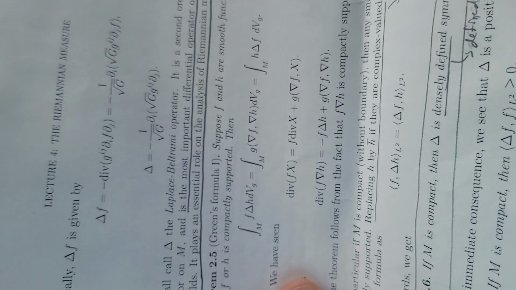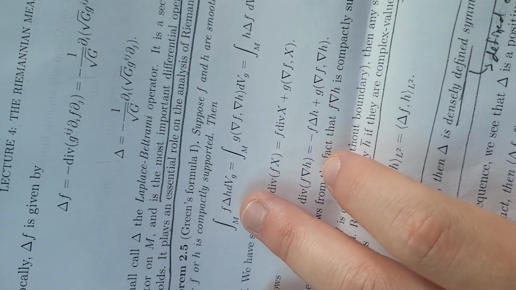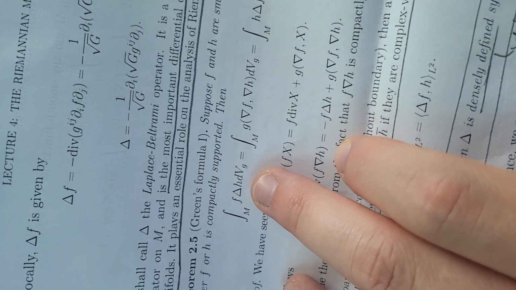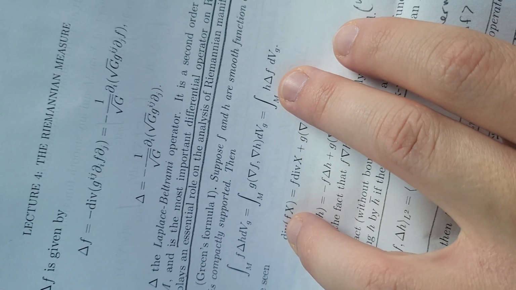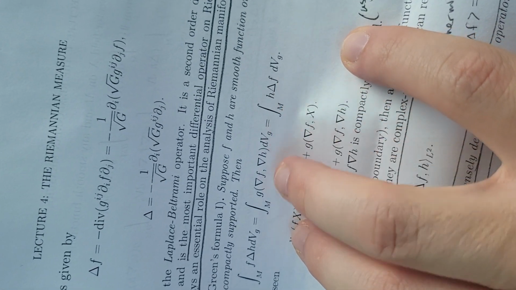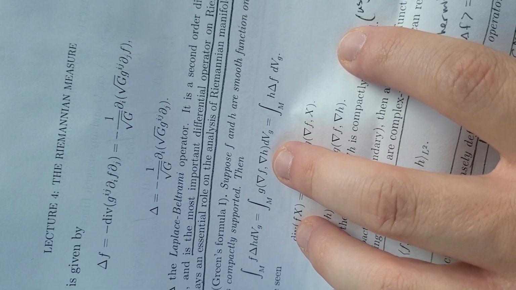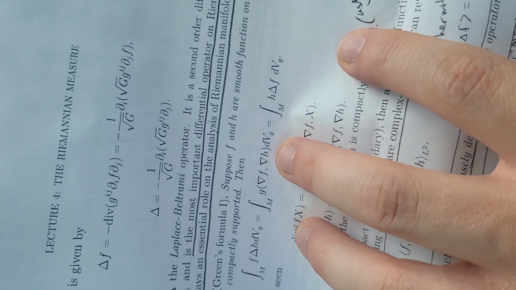And so it turns out that if we have functions which are compactly supported, then this Laplace-Beltrami operator, this Laplacian, is a symmetric operator with respect to that inner product. Okay, so name the result here. You can see the integral of f Laplacian h is equal to the integral of h Laplacian f, which is equal to the integral of the inner product of gradient f with gradient h.